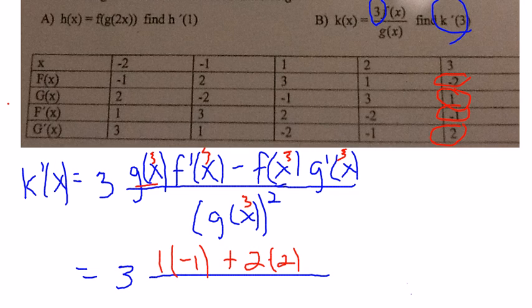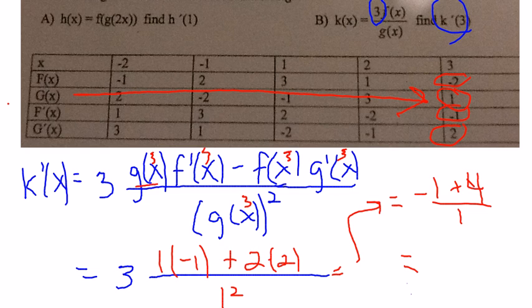g squared of 3. That means take g of 3, which is 1, that's nice, and square it. This gives me negative 1 plus 4 over 1, which is really just negative 1 plus 3, or sorry, it's 3 over 1, which is 3.